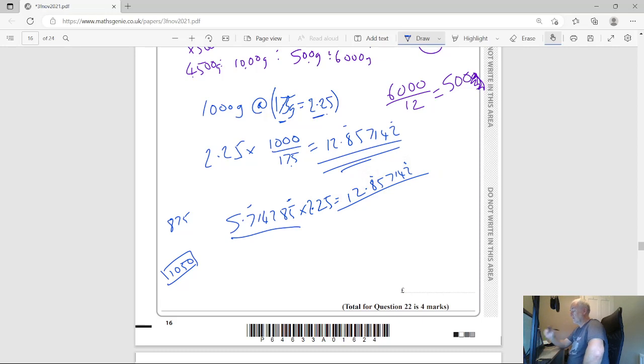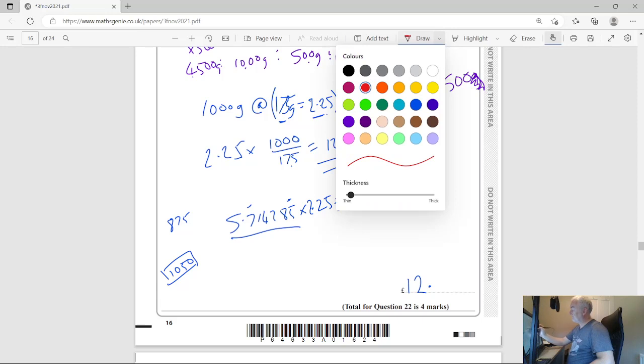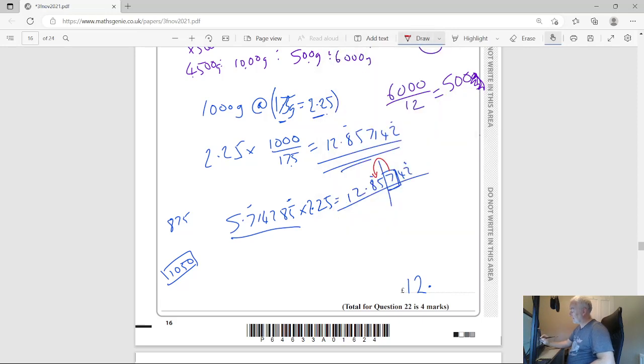12.857142. So 5 lots of 2 gives me 10, and then I want a quarter of 5. That's where my 2.5 and a little bit more has come from. Both answers will give me the same thing. So I know it's going to give me £12, and I need to round this value here. That 7 is going to round up, so that's going to give me 86 pence. So £12.86.